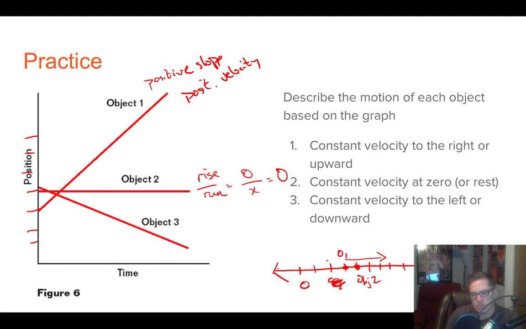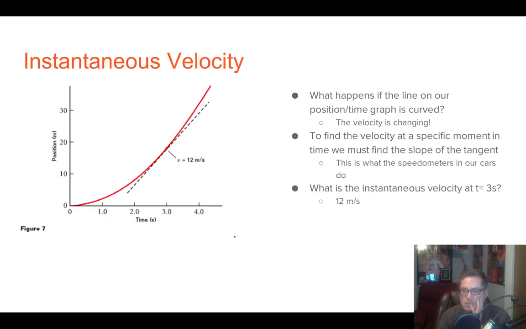Object 3 is going to start just a little bit to the right of this guy here. Notice that he has a negative slope, which means he's going to the left. So object 3 is going this way, to the left, because he's got a negative slope. Notice that his position is also going down. So on this number line I jotted down, those numbers are getting closer and closer to zero. Eventually, as long as he keeps going the way he is, he'll have negative positions, meaning he'll be farther to the left of whatever they use as their reference point for zero. Now, last little bit here, instantaneous velocity.